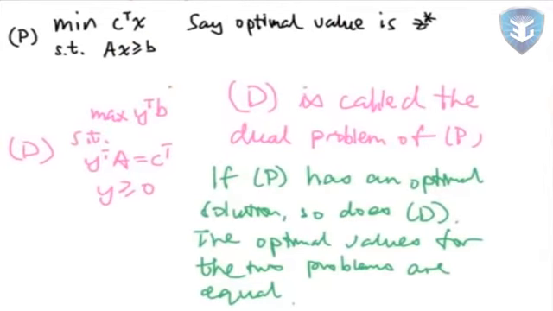In summary, what we have learned is, if P is a problem of this form, then we can write down a maximization problem of this form. The amazing fact is, if P has an optimal solution, then D also has an optimal solution, and the optimal values are the same. This is the duality theorem for linear programming.